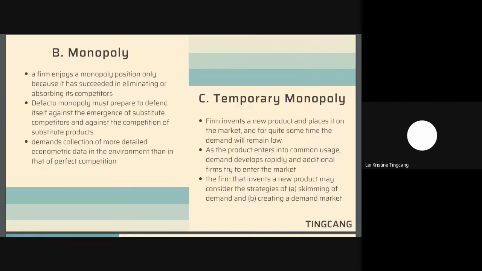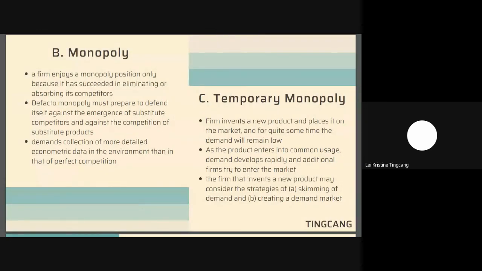The second pricing policy would be under a monopoly market situation. A monopoly refers to when a company and its product offerings dominate a sector or industry. A firm enjoys a monopoly position only because it has succeeded in eliminating or absorbing its competitors. A de facto monopoly must prepare to defend itself against, first, the emergence of competitors. To prevent the entry of new firms, a monopolist must set entry-preventing prices to discourage new firms from entering that particular branch of industry.